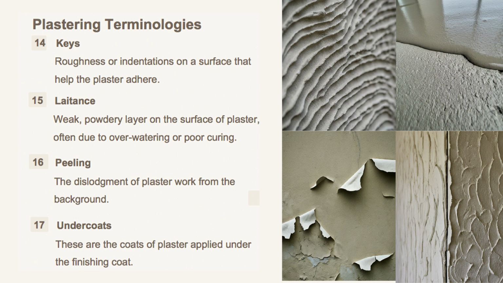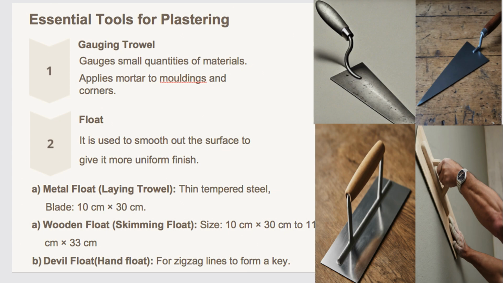The last two, that is peeling and undercoats. Peeling is the dislodgement of plaster work from the background, and undercoats, these are the coats of plaster applied under the finishing coat. Having understood the various terminologies, let us now see the essential tools used in this plastering work.